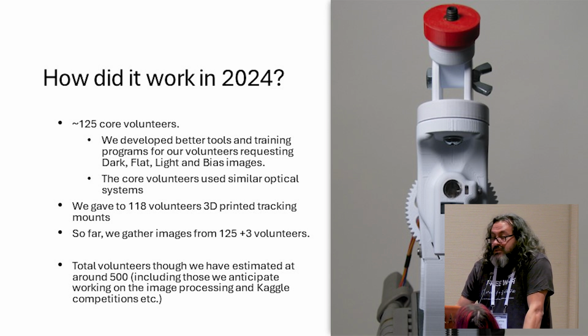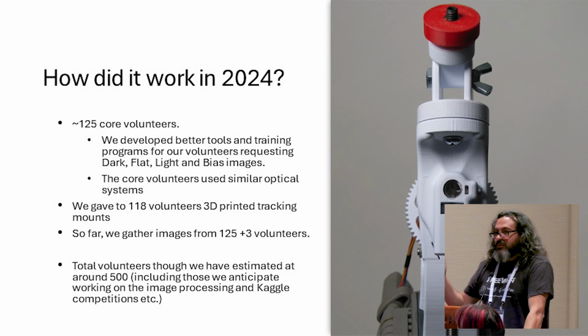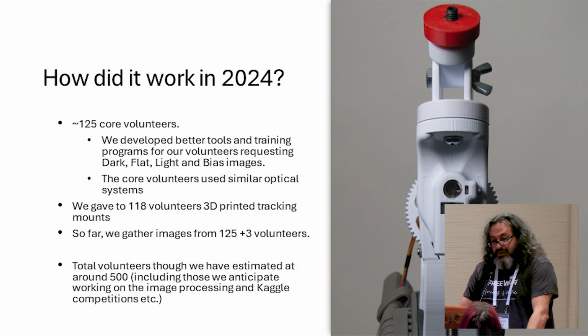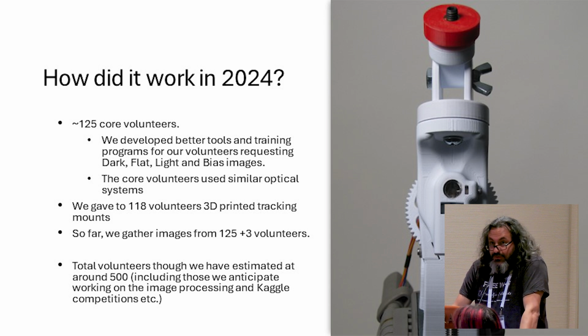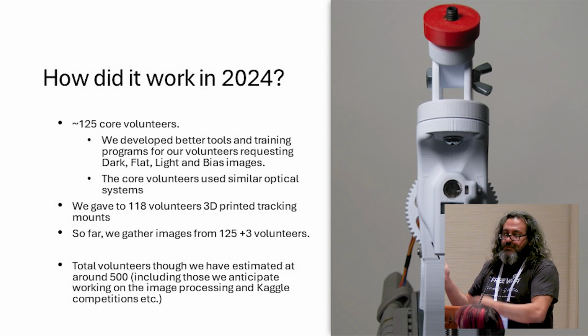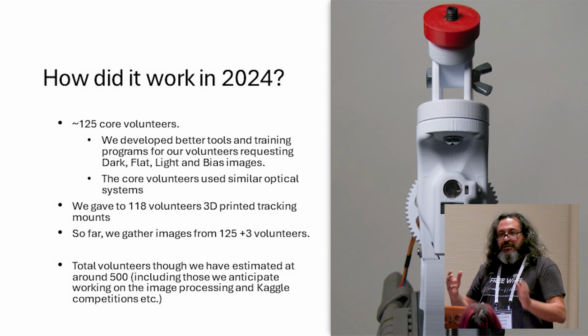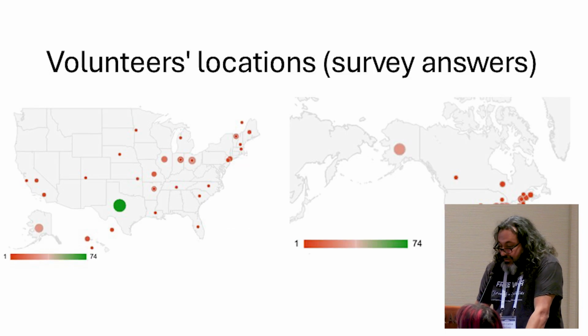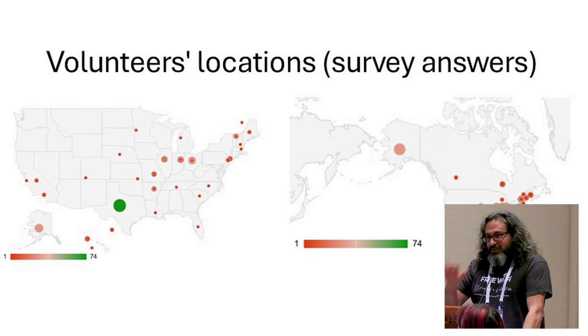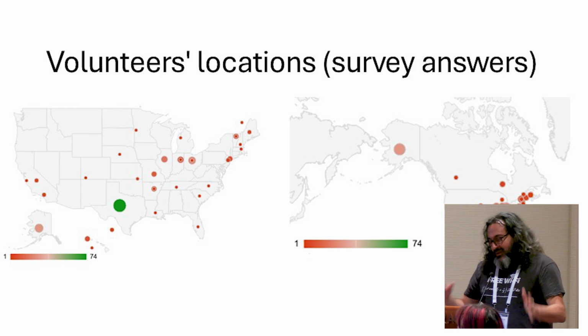So far, we received the images and the data sets for 125 of the volunteers, plus another 3 people that I don't know where they came from, but we have that data. The total volunteers that we have are actually more than 125. There are about 500 volunteers that are going to help us in the analysis of the data using different tools. One of them is Kaggle competitions, so that they can compete between each other on who created the best image ever.